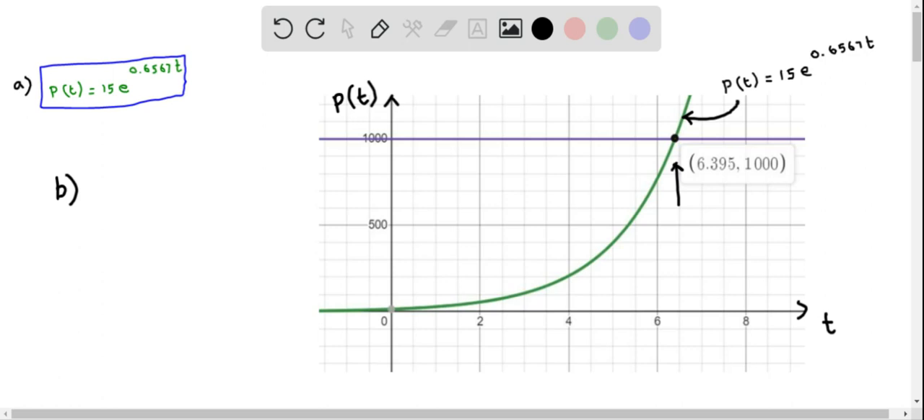So therefore we can see that when t is approximately 6.4 years, rounded to 0.01 year, the population grows to 1000 rabbits.